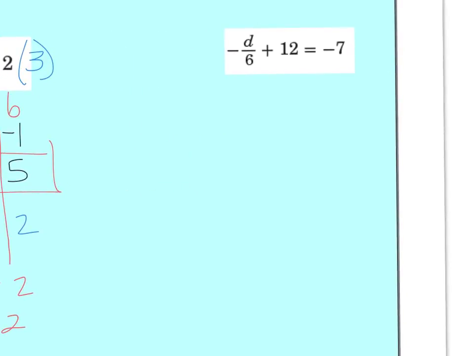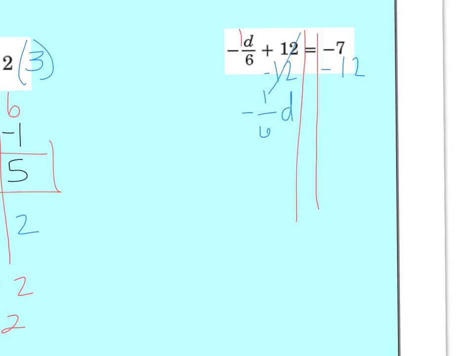Alright, this one's a little bit trickier. When I see this one, I'm first going to, of course, make my train tracks. And I say, what's happening to d? d is being divided by -6, or you can see it as multiplied by -1/6, and then adding 12. Since adding 12 was the last thing done, I'm going to undo it first. 12 minus 12 is 0. Same thing on the other side. Rewrite my problem. I like to do this.